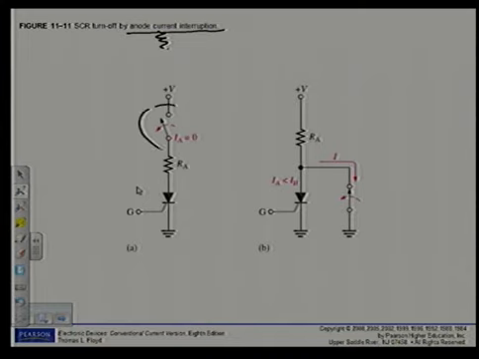The first one is I can put a switch in line with the anode current. And of course, if I open that switch, the anode current will become 0, which will be lower than the holding current of the device, and the device will switch off.